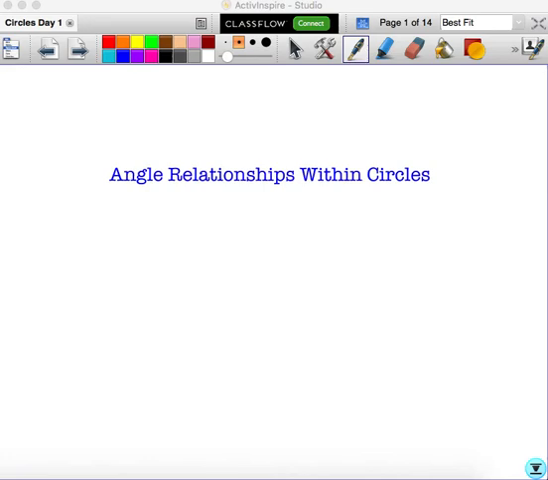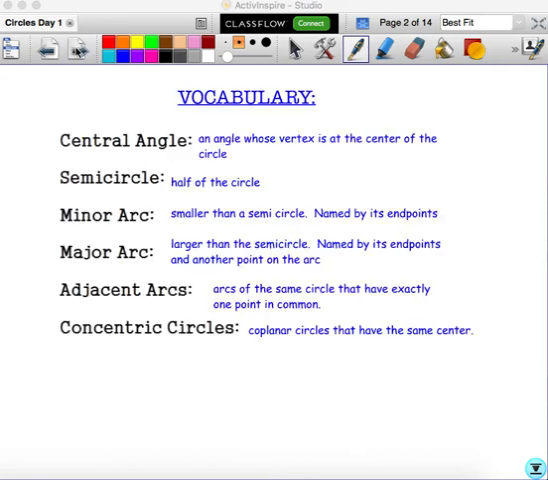Today we're going to be looking at the first day of Module 7, which is going to be all about circles. So starting off with circles, we're going to first look at all of the different angle relationships that we have whenever we've got different angles drawn within the circle. So you may want to pause the video here and write down some of the key vocabulary that we're going to use throughout today and the rest of this unit.